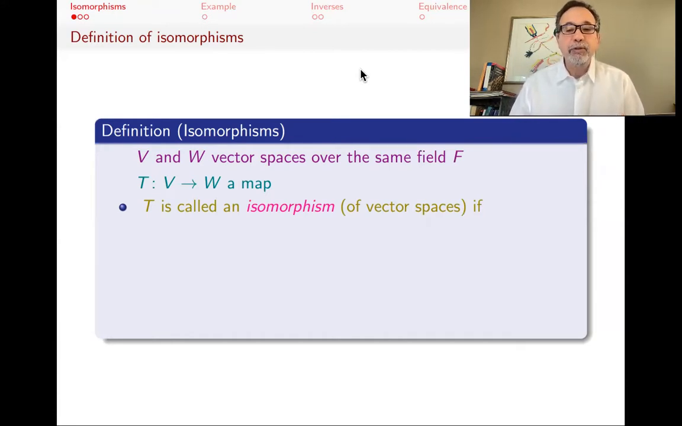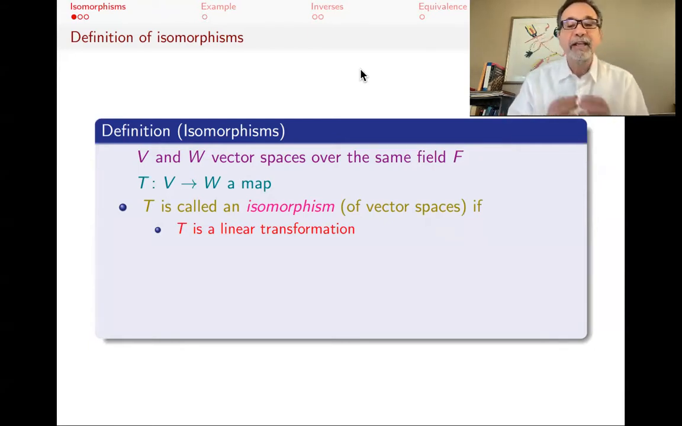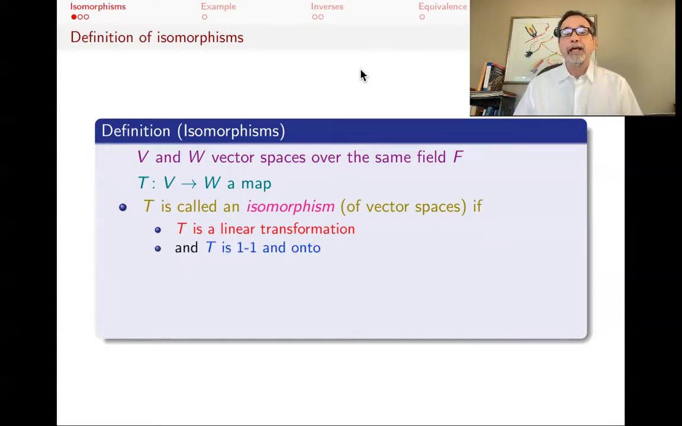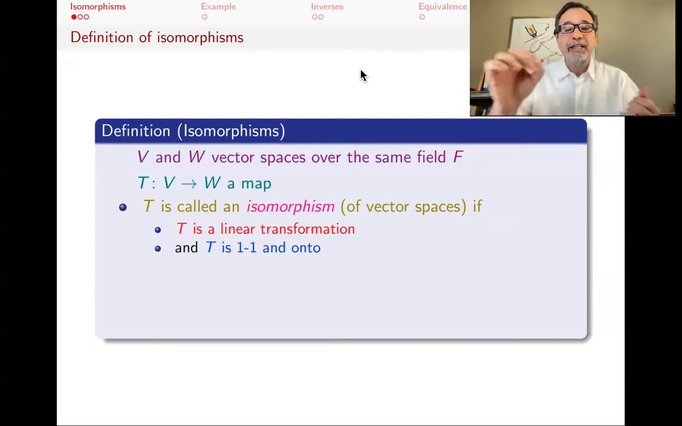And an isomorphism of vector spaces is a map that's a linear transformation. That means that T of x plus y is T of x plus T of y, and T of alpha x is alpha T of x, where alpha is a scalar, x is an element of the vector space V. The map goes from V to W. V is the domain, W is the codomain. But also, T is 1 to 1 and onto. No two elements go to the same place, and everything in W is hit by some element of V.